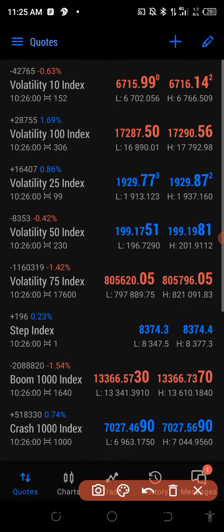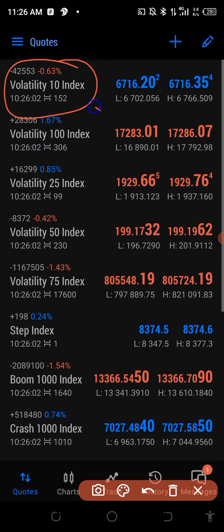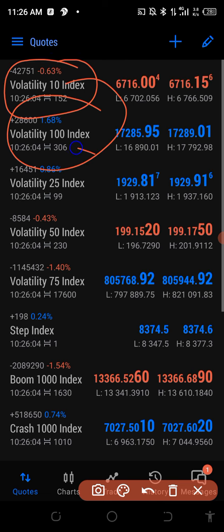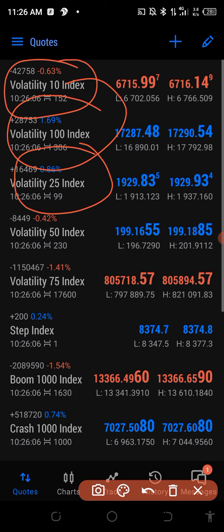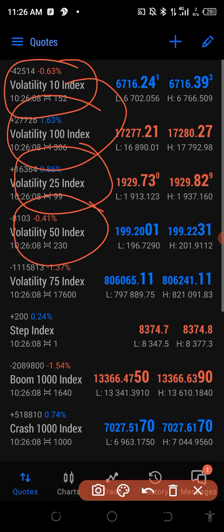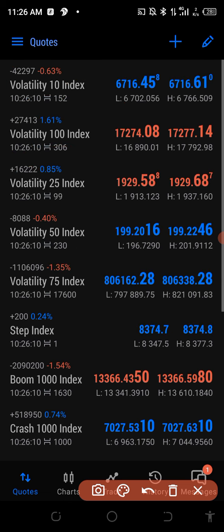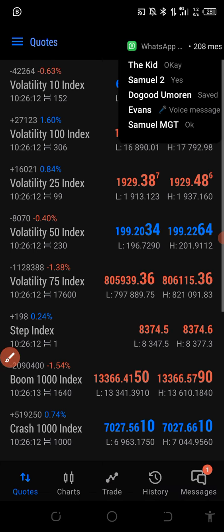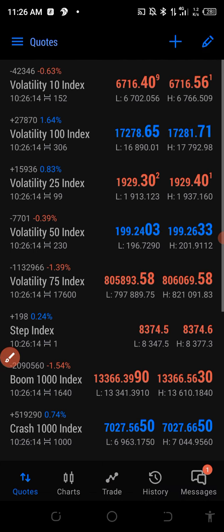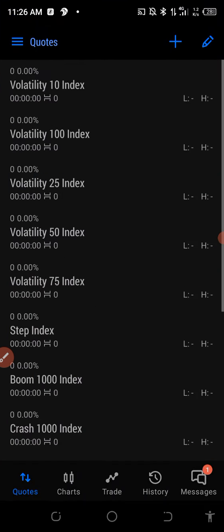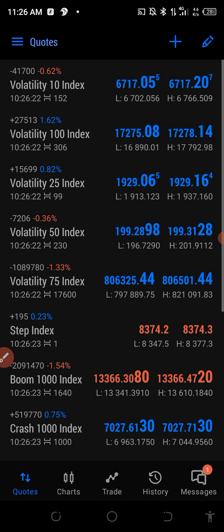And they are not pairs. As you can currently see, this is Volatility 10 Index, this is Volatility 100 Index, this is Volatility 25 Index, this is Volatility 50 Index, and so on. They are not pairs, unlike the first market where you need two pairs to be able to trade. But on the derived, synthetic market, you don't actually need any pairs. They are all alone.